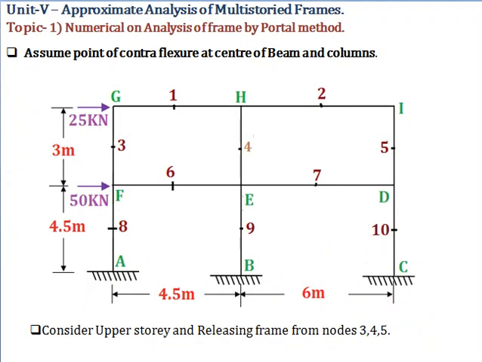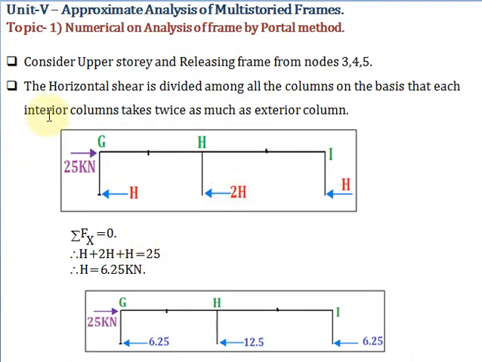Now the first step is to assume the point of contraflexure at the center of beam and column. So we have located the points 1, 2, 3 as the points of contraflexure at the center of beam and column. Then we have assumed the second unknown, that horizontal shear is divided among all the columns on the basis that each interior column takes twice as much as exterior column. Then we have found out the value of H. So the value of H is 6.25, H is nothing but the horizontal shear.